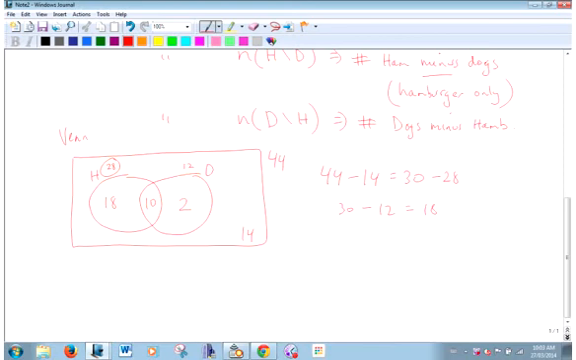So there's a couple ways to kind of piece it together. But like I said yesterday, when you're done, make sure it all adds up. All these numbers have to add up to my total universal elements here. 44 kids, right? Double check it. 28, 30, 44, bingo. Works.